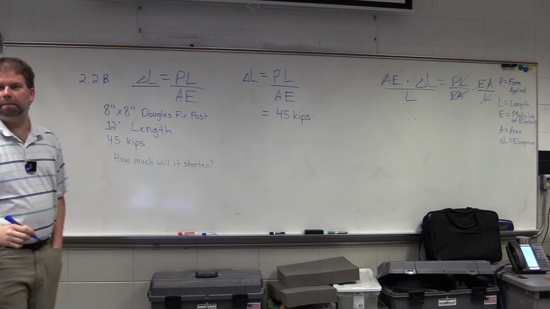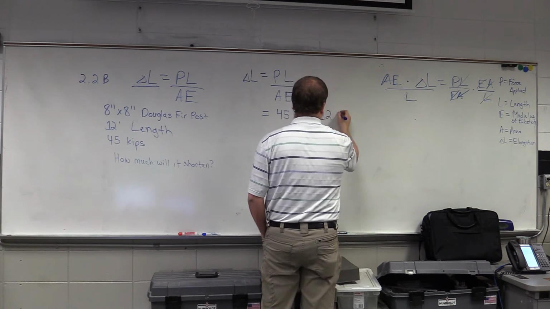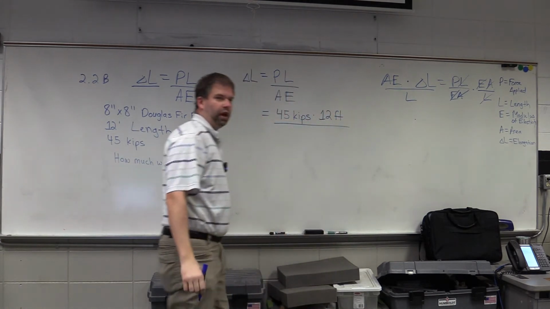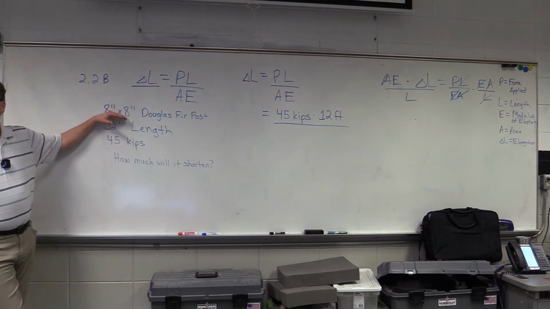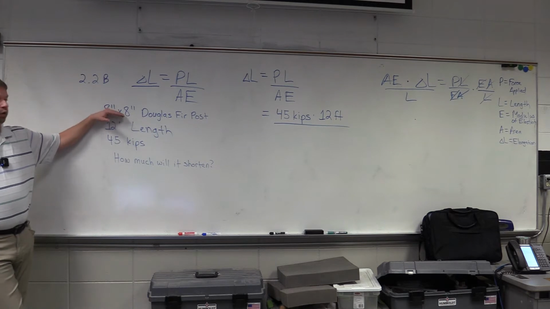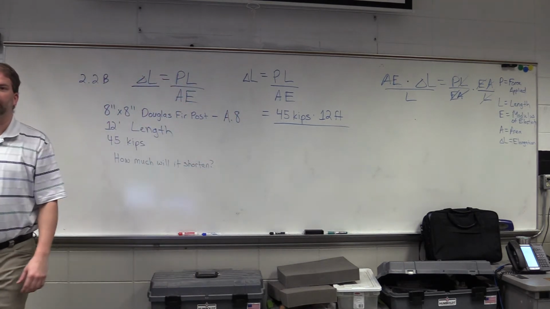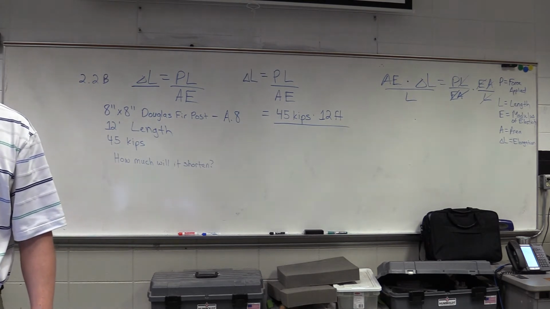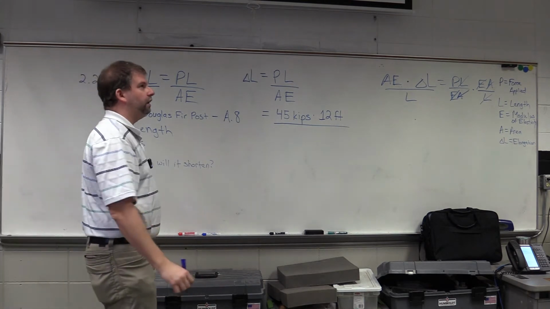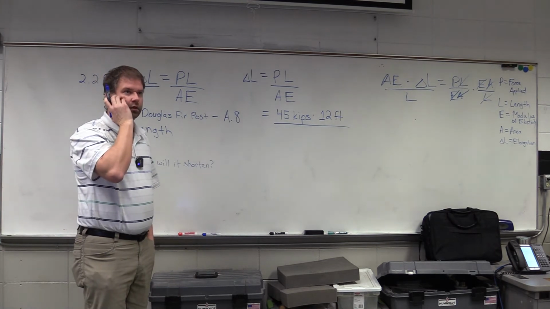What's your initial length? 12 feet? What's your cross-sectional area? Careful. What happens if we slap a tape measure on this thing? It's not going to be 8 inches on a side, right? So we've got to go to Appendix 8.8 for our structural timber. Could you choose the millimeter number that they give you? What do they give you in millimeters? 190.5.